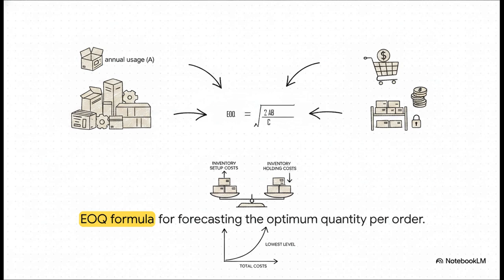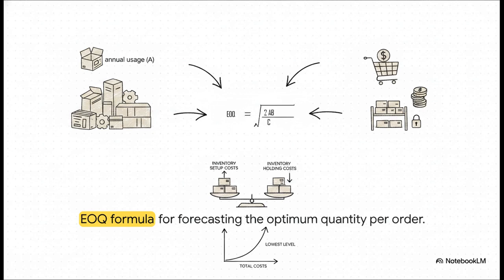What we have here is the classic EOQ formula. Now, I know it might look like just a bunch of algebra, but let's focus on what these letters actually represent in the real world. You're looking for the exact optimum level of quantity per order. In this formula, A stands for your exact annual usage or consumption, B represents your ordering costs per individual order, and C is your per unit carrying cost. The EOQ forecasts the perfect lot size where the trade-off between setting up an order and holding the inventory is perfectly balanced, bringing your total costs down to their absolute lowest level.